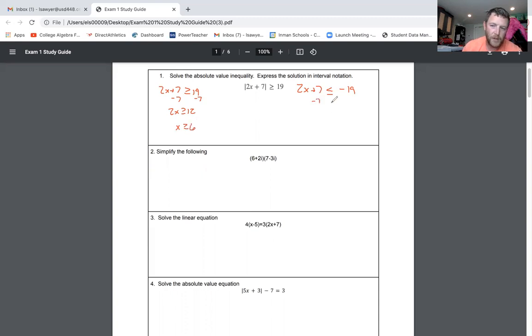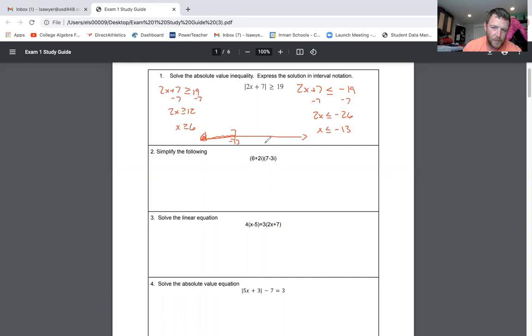Same thing on the next one, minus 7. I get 2x is less than or equal to negative 26, divide by 2, x is less than or equal to negative 13. Okay, go ahead and graph it. So x is less than or equal to negative 13. Negative 13 is there. Less than or equal to would be below. And since it's less than or equal to, it's a bracket.